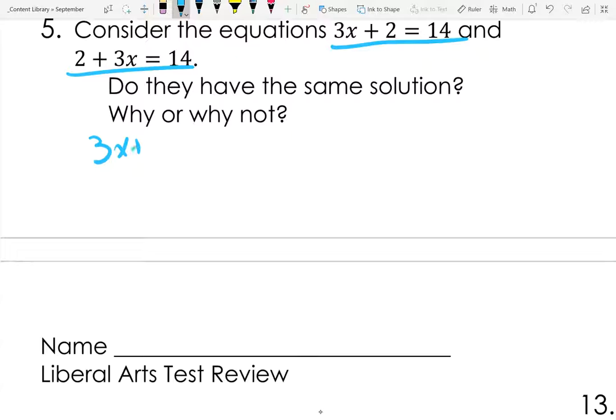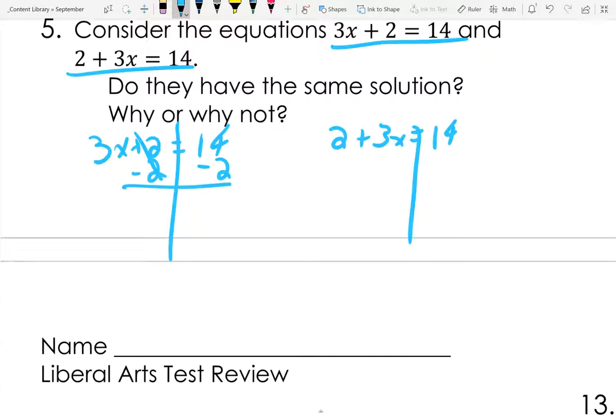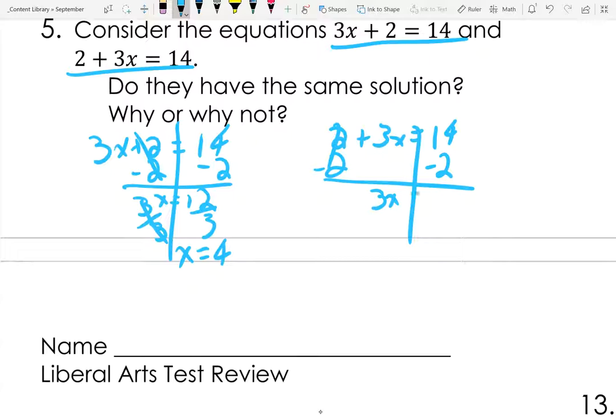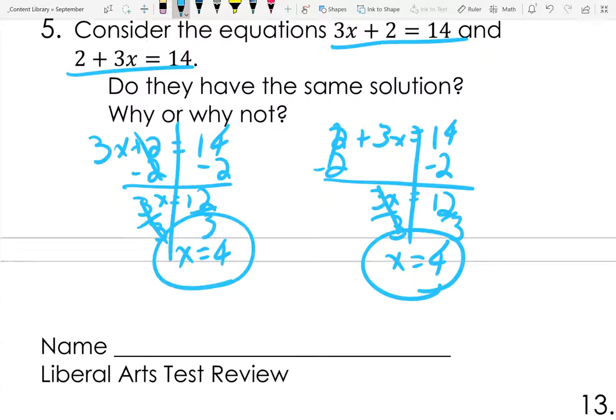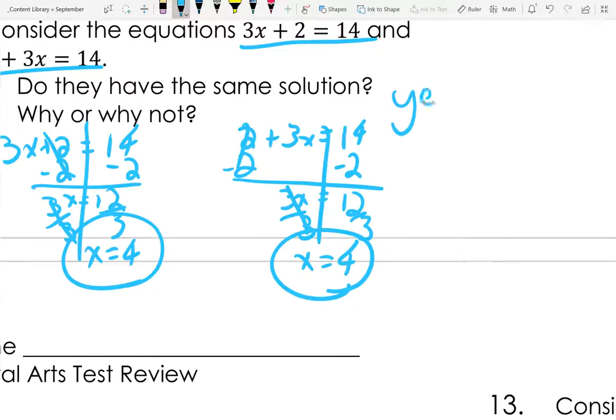So we have 3x plus 2 equal to 14. And we have 2 plus 3x. Oops, I wrote that down wrong. 2 plus 3x equal to 14. So let's solve them and see if they do have the same solution or not. So subtracting 2, we would have 3x equal to 12. And then I divide by 3, and I would have x equal to 4. Now on the other side, I would subtract 2, and I would have 3x equal to 14 minus 2 is 12, and divide by 3. So we end up with x equal to 4. So both solutions are the same. They both are equal to 4. So this is going to be yes. You could say yes, they both equal 4.